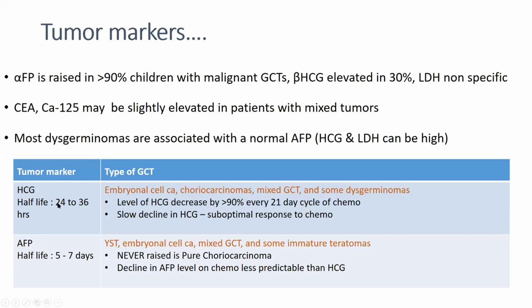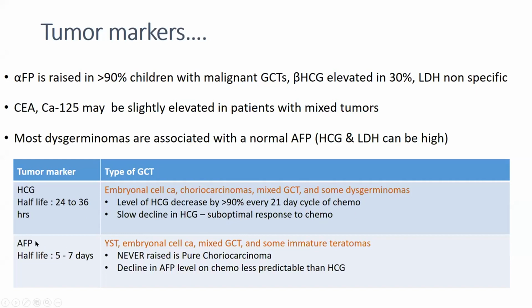HCG has a half-life of 24 to 36 hours, and it is elevated mostly in embryonal cell carcinoma, choriocarcinoma, mixed germ cell tumor, and sometimes in dysgerminoma. So when we start chemo, the level of HCG should reduce by more than 90% after every chemo. And if there is less than 90% response, that means there is a suboptimal response to the chemotherapy.